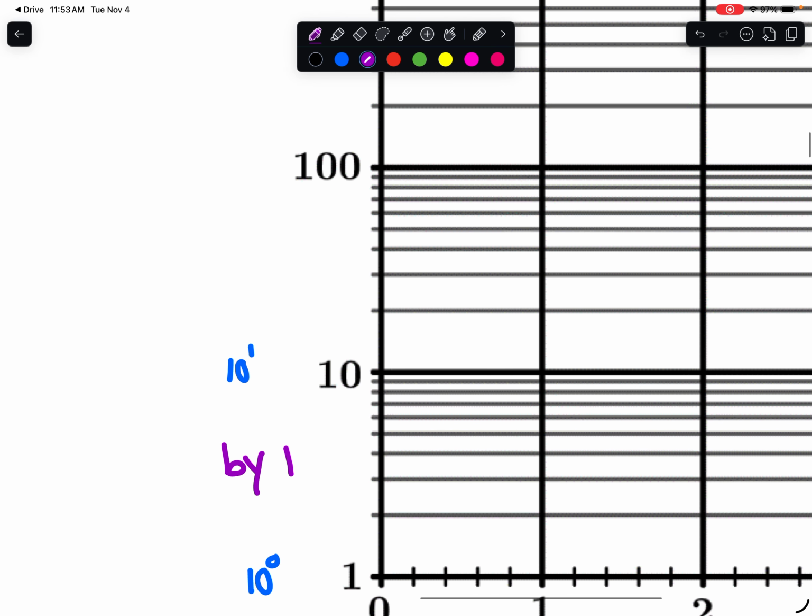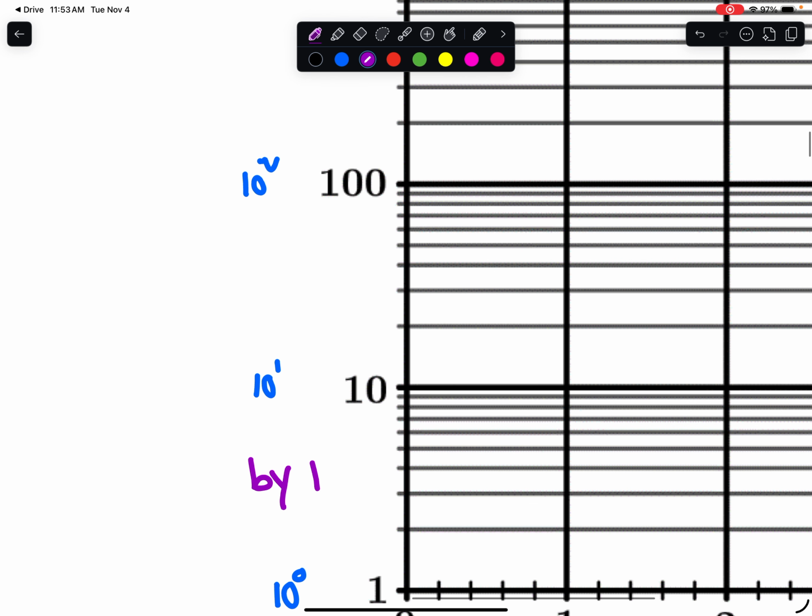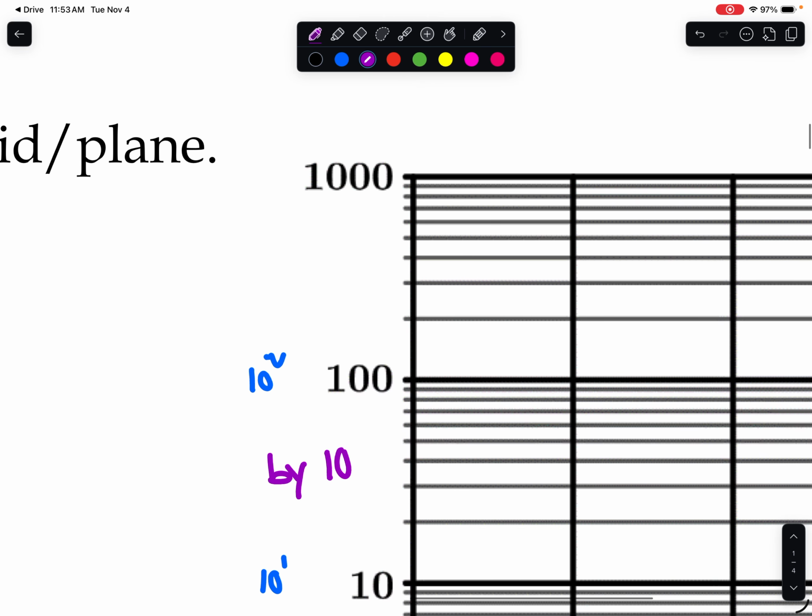And then in the next tier, we're going from 10 to the first power up to 10 to the second power. So in this next tier, now we're going by tens. We're going to have 10, then 20, 30, 40, 50, 60, 70, 80, 90, and then up to 100. So this next tier, we're actually going to count by tens. And then that pattern is going to continue.